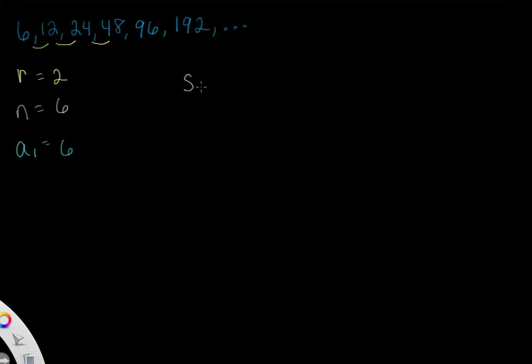So to find the sum of those 6 terms, we need the first term in our sequence, which is 6. We need the 1 minus, the ratio is 2 to the 6th power because there are 6 terms. And we're going to divide that by 1 minus the ratio, which is 2. And let's go ahead and simplify. We know that's negative 1. 1 minus 2 is negative 1.